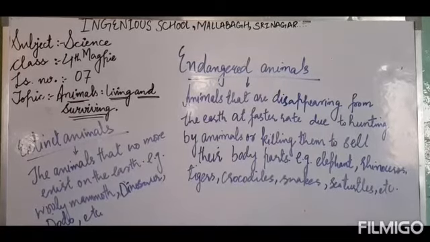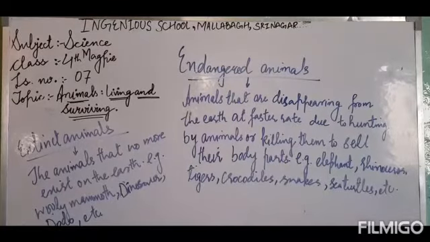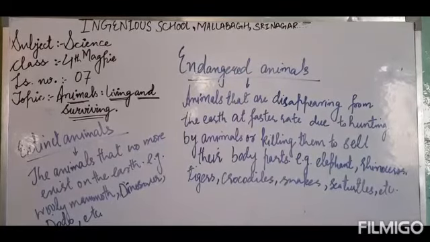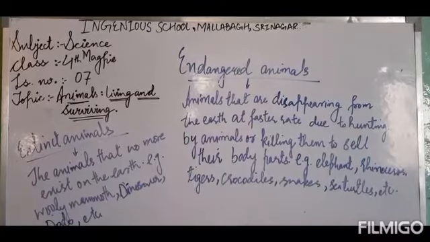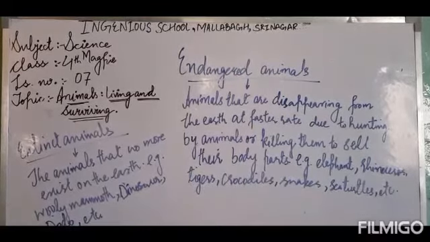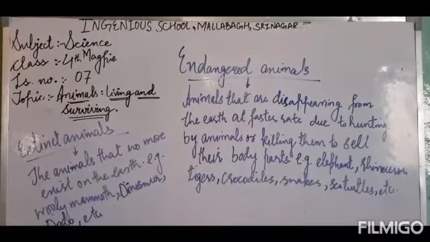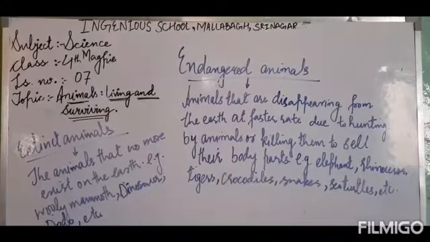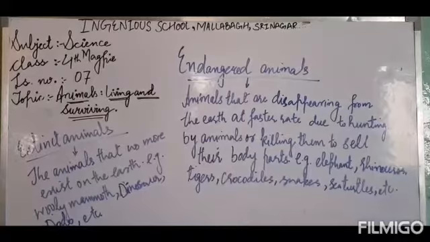Is there abundant killing? These endangered animals are killed at a faster rate. They are abundantly killed, or hunted by humans or by other animals. They are killed by humans in order to satisfy their greedy needs. Humans kill these animals and sell their body parts.